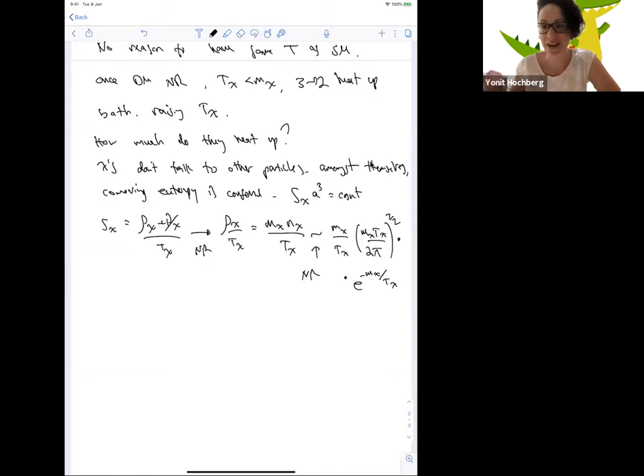It's really not important. So you can even just forget that. All that's important over here is that we said that my co-moving entropy is conserved, and you see that the mass over temperature is appearing in an exponent, okay?